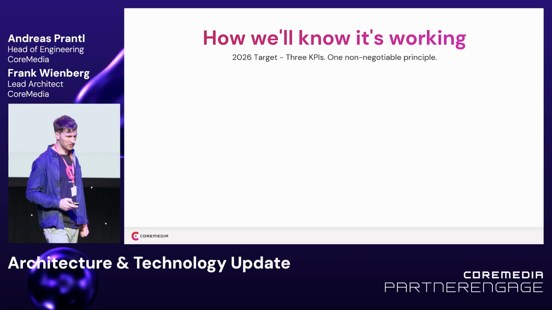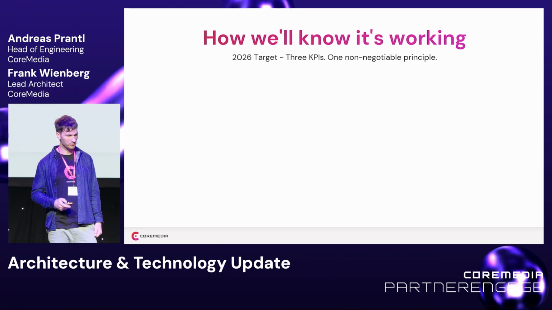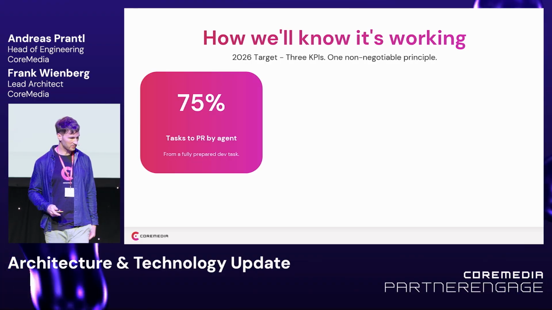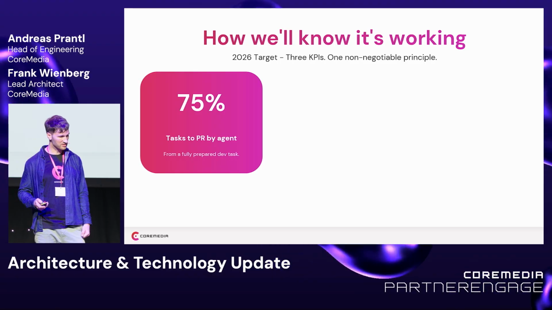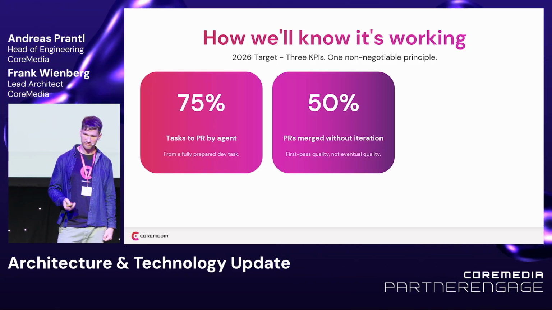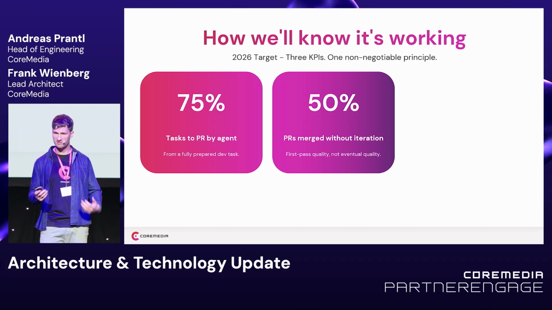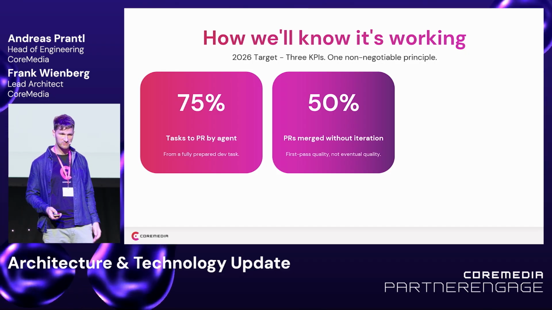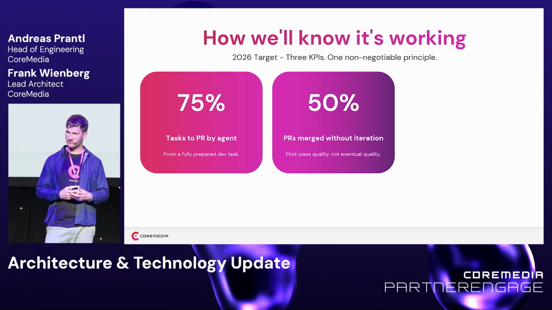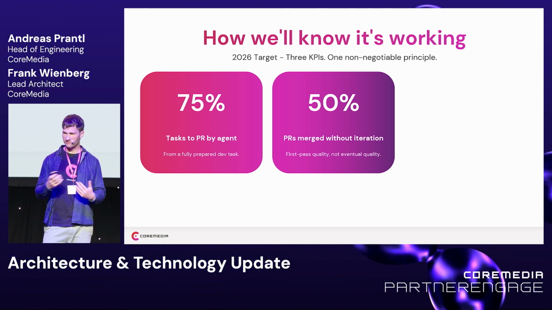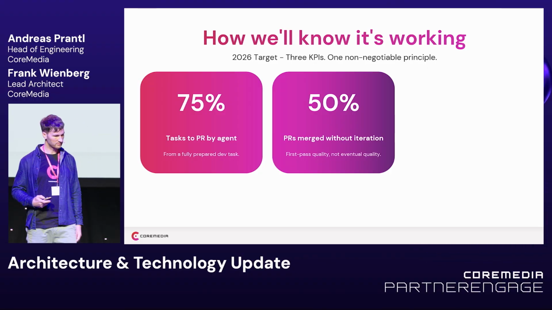So what's often forgotten? How do we measure success? We want to make sure that we will reach that goal. First of all, we want to see how many of our tasks are done by agents, how far they get without manual intervention by developers. So 50% is kind of a conservative goal, if you look at the marketing promises from Anthropic. But this is something we agreed is achievable at CoreMedia by now.